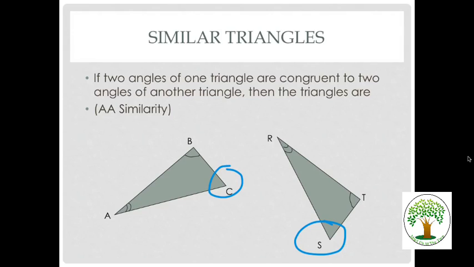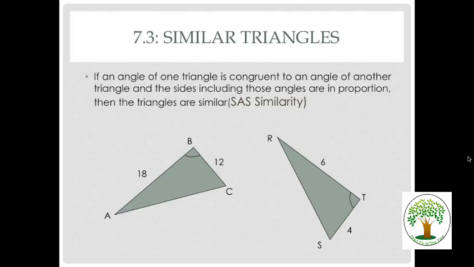All right. The next thing you could have, if you didn't have two angles, you could have this one. If an angle of one triangle is congruent to an angle of another triangle, and the sides including those angles are proportional, then the triangles are similar. So we have to have one angle and then the sides that are next to or that include that angle. So for example, this 18 goes with the 6 and the 12 goes with the 4. What proportion would I need to check to see if these were similar? What would I write? What over what equals what over what? 18 over 12. 6 over 4.